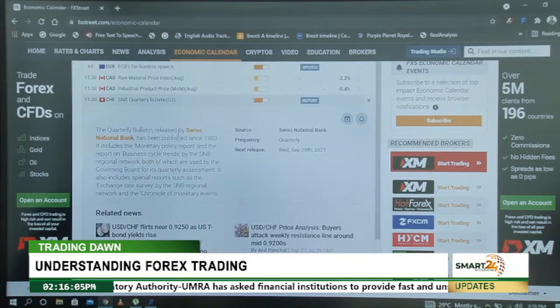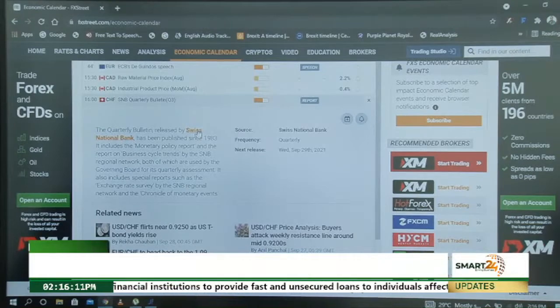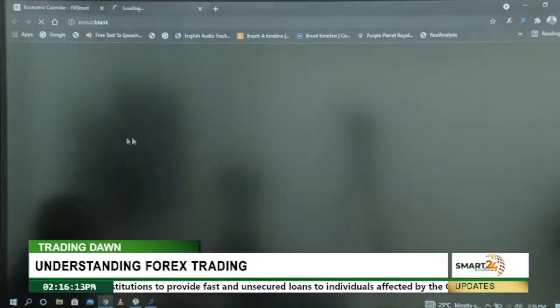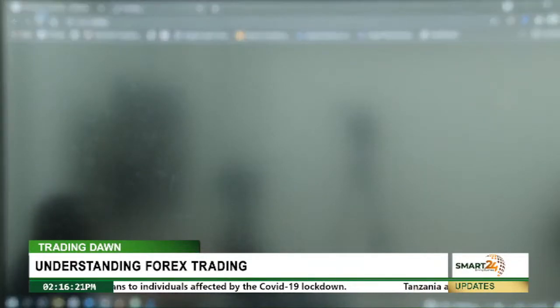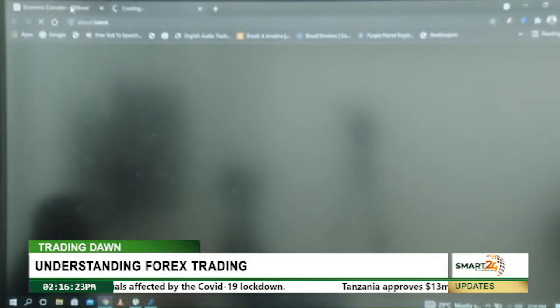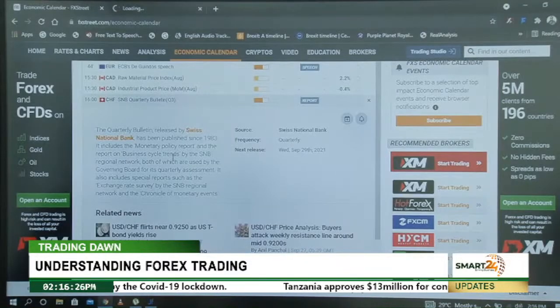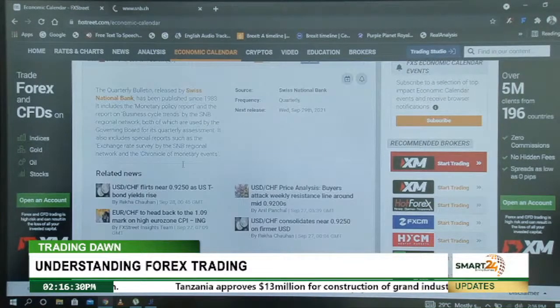For the reports, if you want to read the report, you just follow the link on the economic calendar. It will take you to the website of that bank. Then on that website, you will get the full report, and you can download it. This one is taking a bit too long, but when you follow those links, it will get you to that report. You will download it, and then you will see what is there.